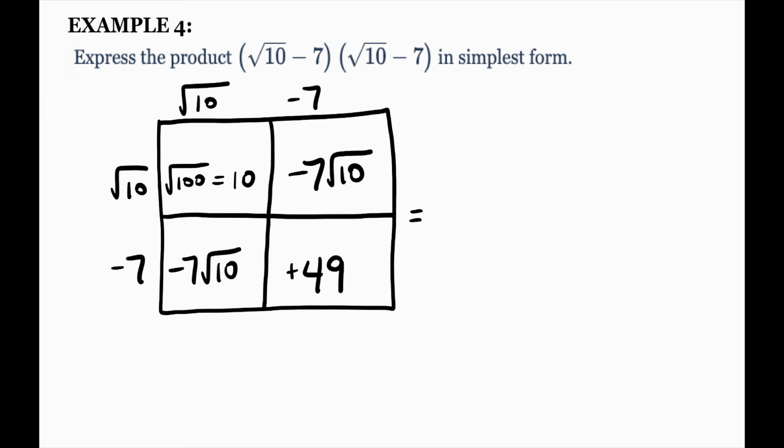Okay, multiplication's done. Combine like terms. Well, let's see what we can combine. We got a negative 7 times the square root of 10. I got another negative 7 times the square root of 10, and I got a positive 49 from each of the boxes I have.